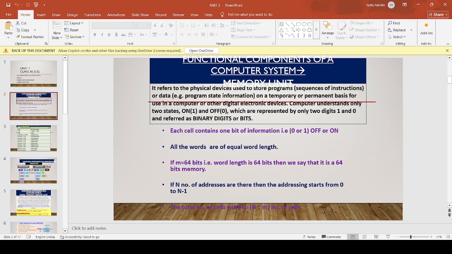Computer stores data in the form of zeros and ones. These are called binary digits or bits, which are 0 and 1, on or off. These two digits make it binary, so we call them binary digits. Each bit stores information, and every word is of equal length. Suppose a word has 4 characters, its size will be 4 bytes. And the addressing scheme starts from 0 to n minus 1.